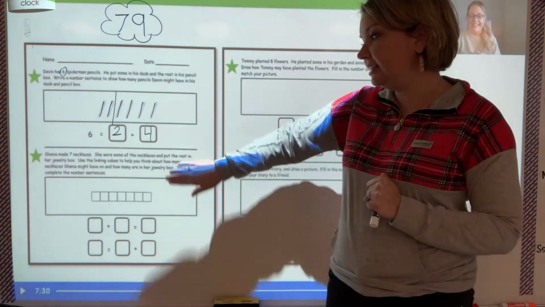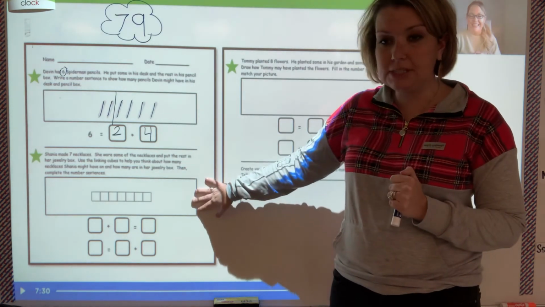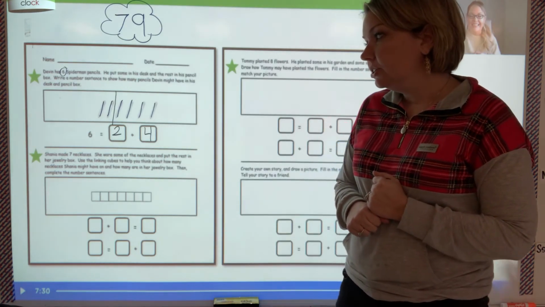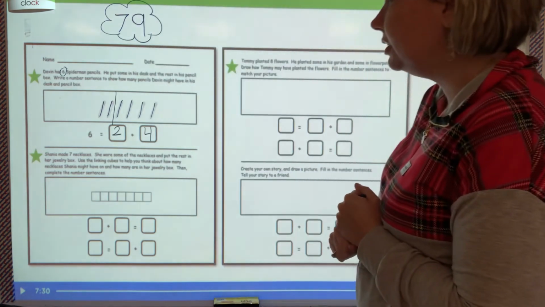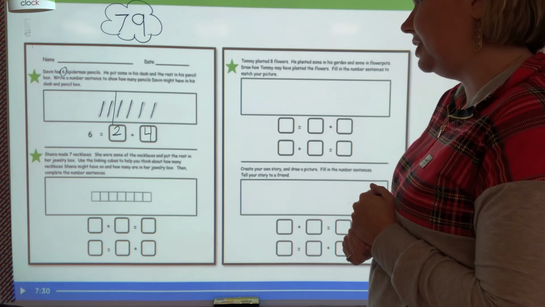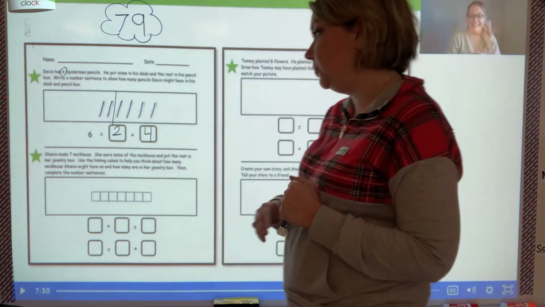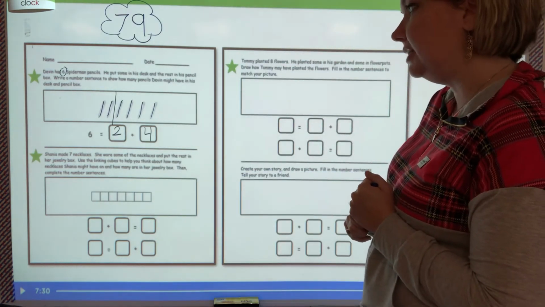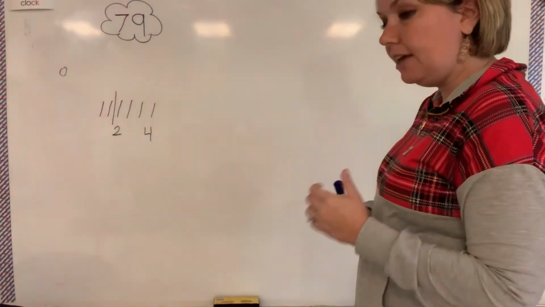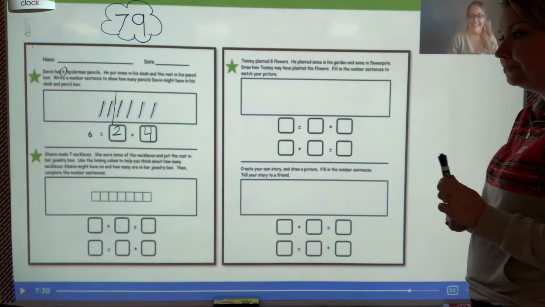Our next story underneath, I'm going to have you do this on your own. It says, Shanna made 7 necklaces. She wore some of the necklaces and put the rest in her jewelry box. Use the linking cubes to help you think about how many necklaces Shanna might have on and how many are in her jewelry box. Then complete the 2 number sentences.